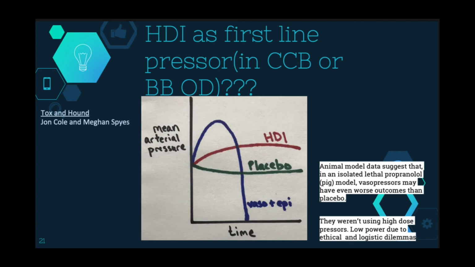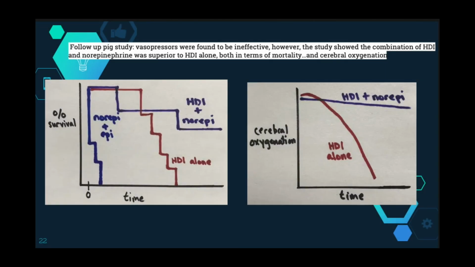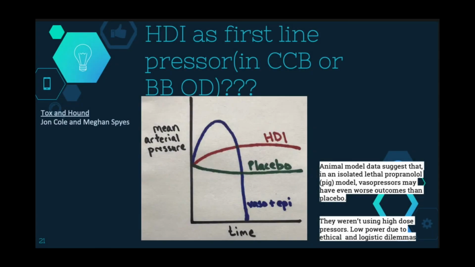So that is what they were kind of shooting for, definitely using high dose insulin to help with the cardiac contractility. And then they had some caveats to this. They said that when they were using pressors, they weren't using high doses, and the power of the study was very low due to ethical and logistic dilemmas given that it was an animal study.